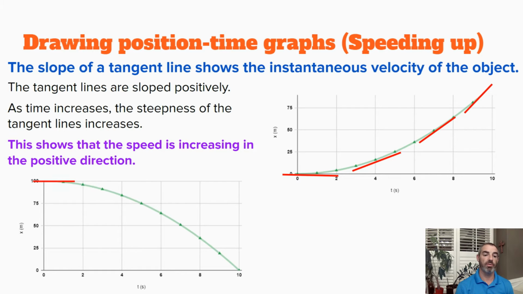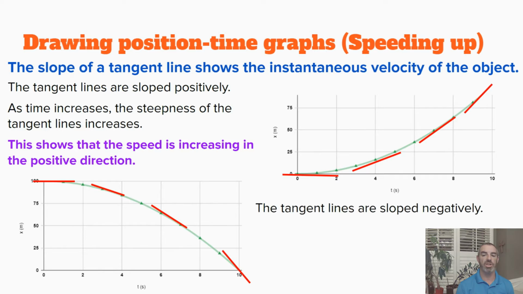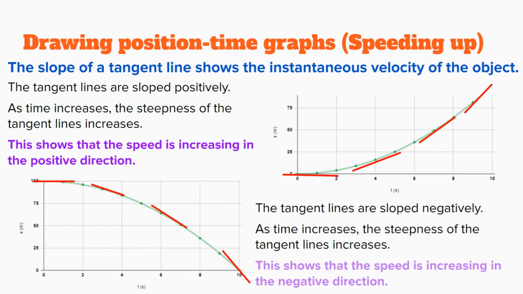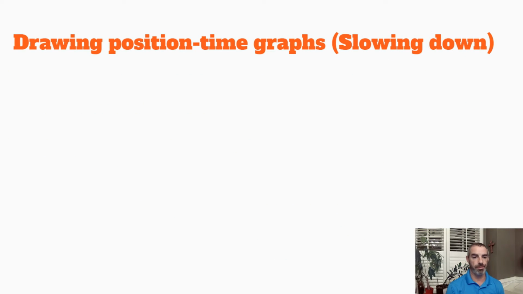If we look at this curve, we can do the same thing, draw tangent lines all throughout, and we can see the first one is 0, and then the tangent lines after that are sloped negatively. And as time increases, the steepness of the tangent lines increases. And this shows that the speed is increasing in the negative direction.